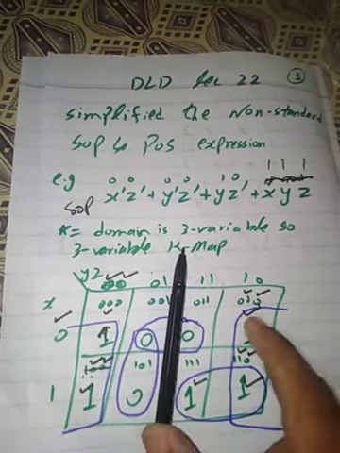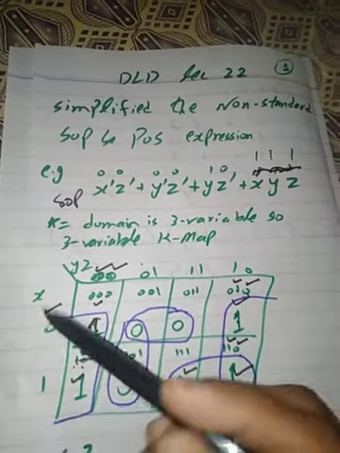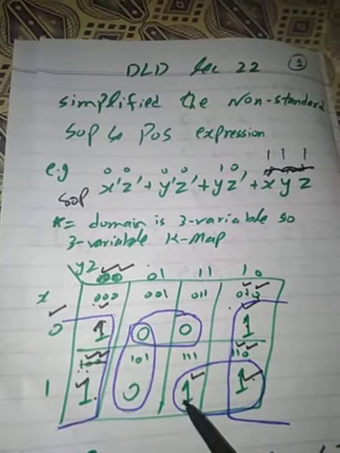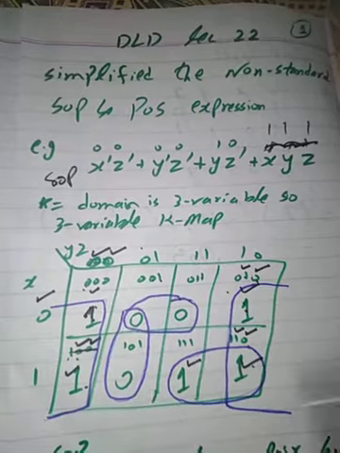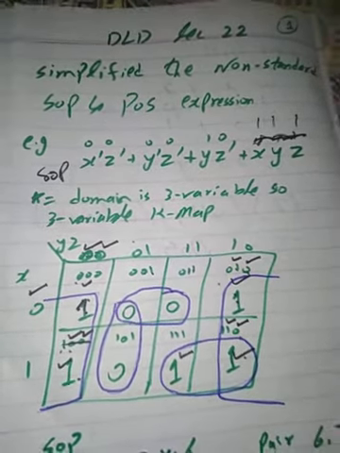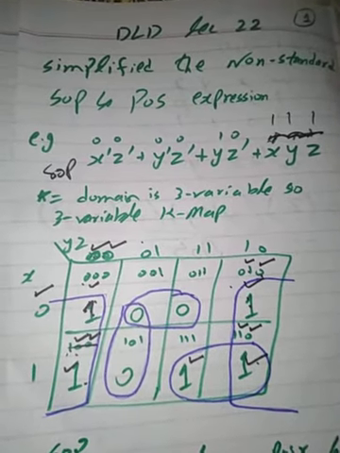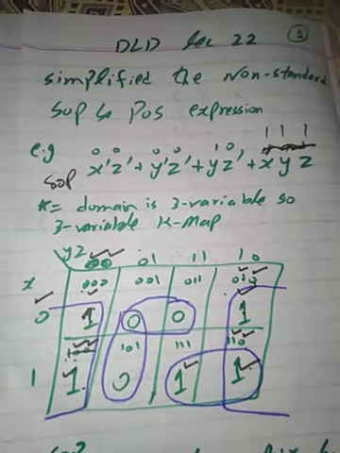If I fold this one on this and this one on this, I can make a pair from 0, 2, 4, 6. Then by using this one, how to make a pair? Here is not a 1, so no need to mix up adjacency. No need to make adjacency of 0 and 1. Make adjacency of only 1s, or only 0s, because only 1 represents SOP, and only 0 represents POS.